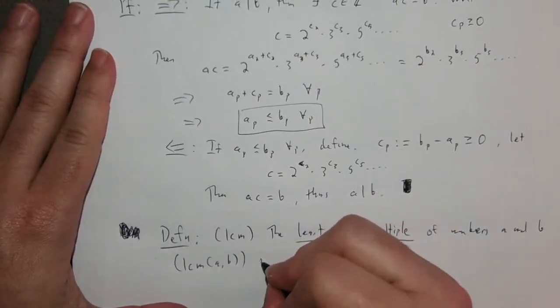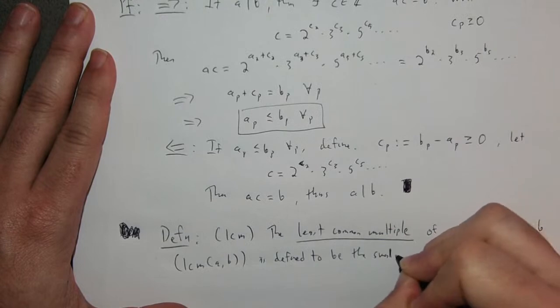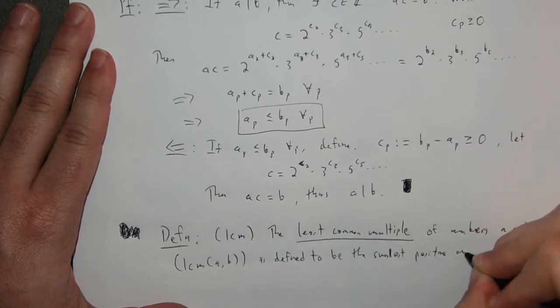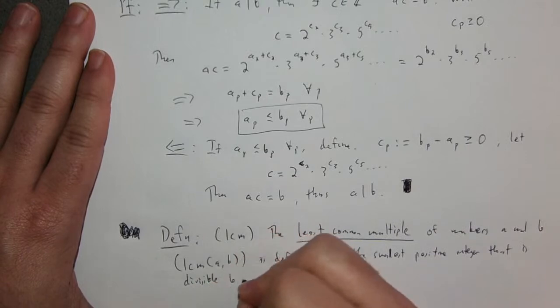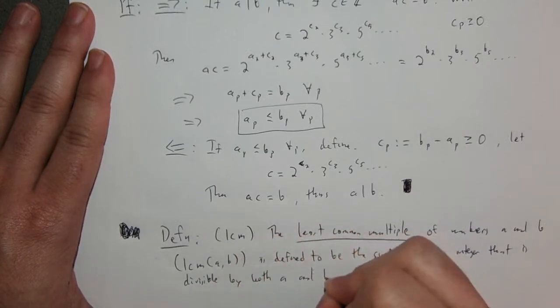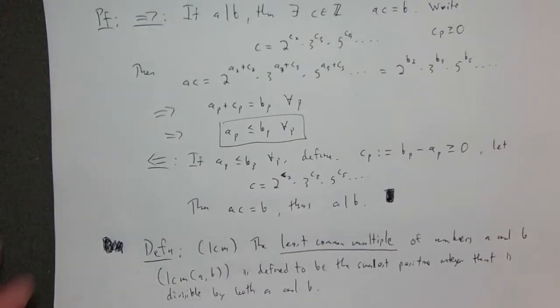This is defined to be the smallest positive integer that is divisible by both A and B. Okay. So the reason I wanted to define this first, before writing out what this next proposition is, is that these prime factorizations give us a particularly nice way of expressing GCD and LCM. This is really nice if you have the prime factorizations in front of you.